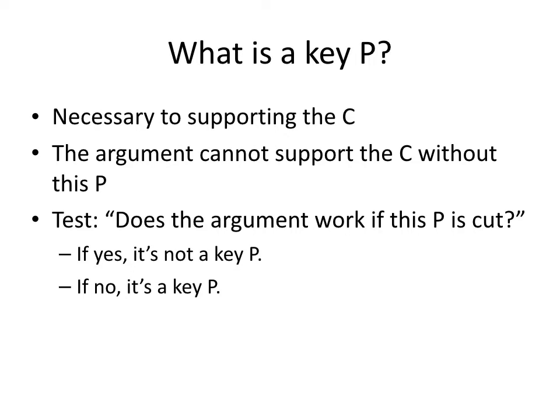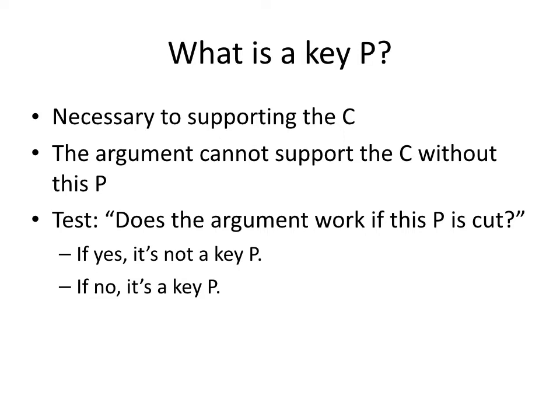A key premise is necessary for supporting the conclusion. The argument can't work if this premise is cut. So when we do argument evaluation, we want to focus on the key premises. And the other premises that are extra, or sometimes I call them fluff, we don't want to focus on those. Because, let's say one of those premises turns out to be false. It doesn't really matter because the key premises could still be enough to support that argument.